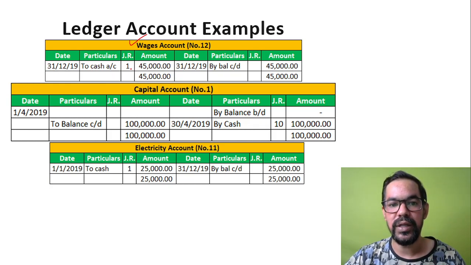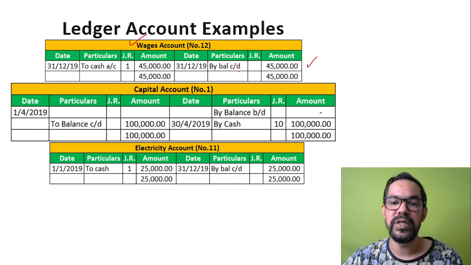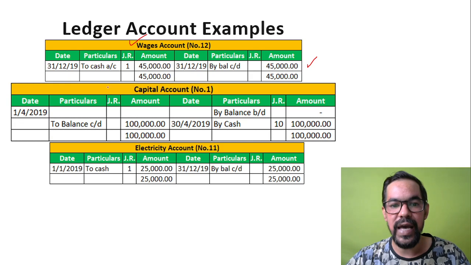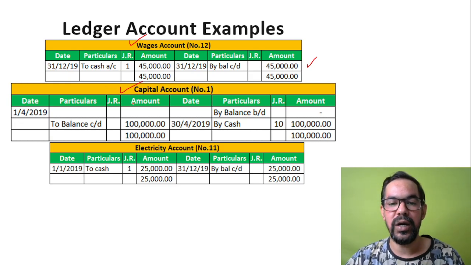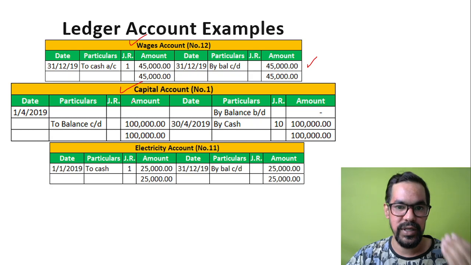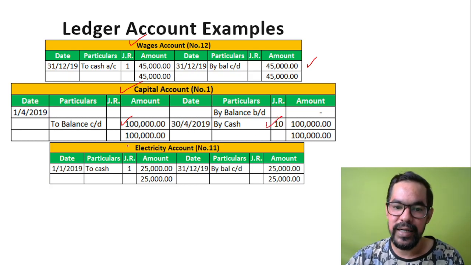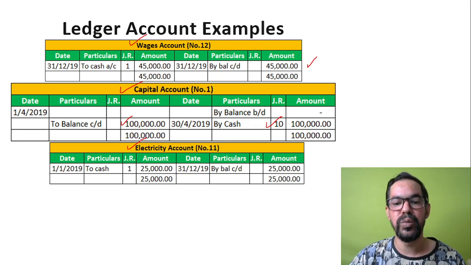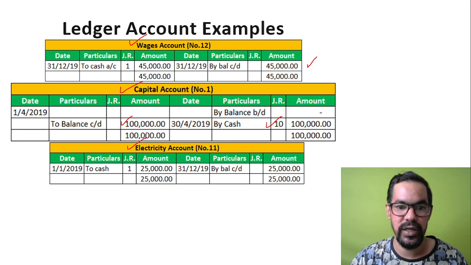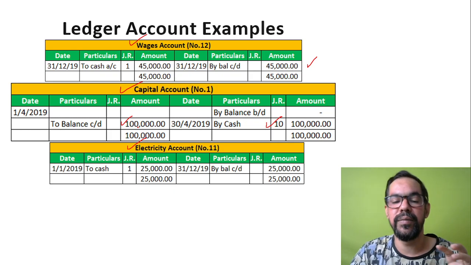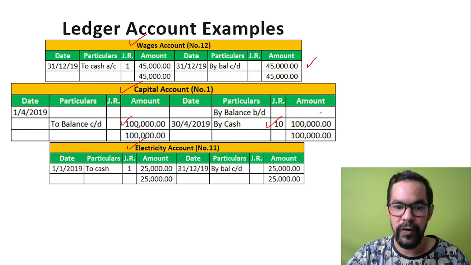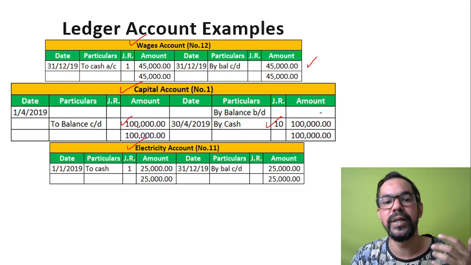It starts with cash 45,000, which is the balance carried forward. Then we have the capital account, which includes plant, machinery or property and all these particular things. It is 1 lakh and 1 lakh. Then we have the electricity account, which is electricity consumed or paid by that particular company during a financial year. This is the basic format, and with this format, I hope you get an idea about how to prepare the ledger.